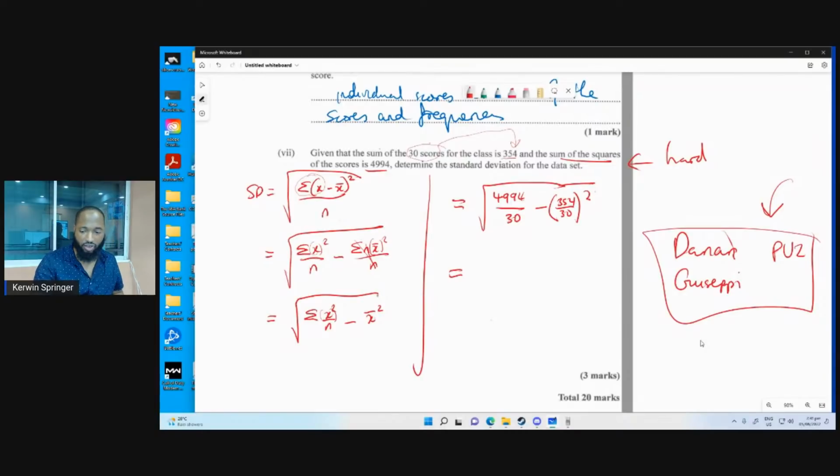5.22, to two decimal places, is the standard deviation. That sounds reasonable, because if the marks are out of 20 and the standard deviation is about 5.22, that sounds good.